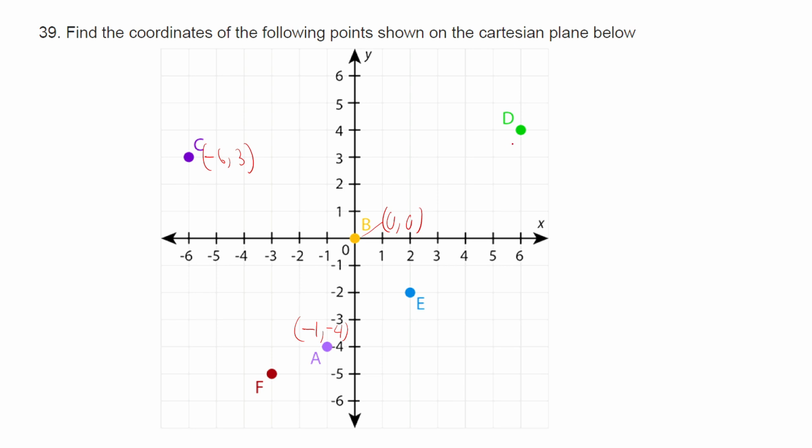Let's go with D. What's the value of x at this point? That is 6. What's the value of y at that point? That is 4. That's why it's 6 comma 4. Let's go with E. What's the value of x at this point? That's 2. How about the value of y at point E? That is -2. And the last one, what's the value of x at point F? That's -3. And then the value of y is -5. And that's it. That's the answer to this one.